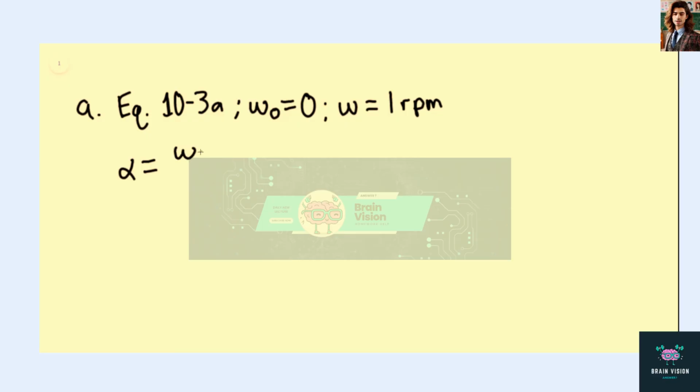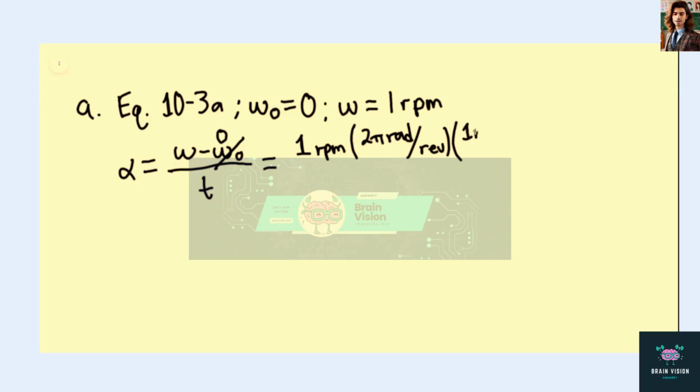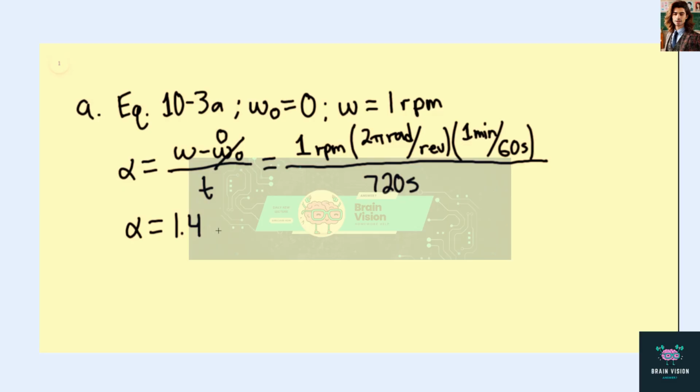This would be equal to omega minus omega initial, which we know to be 0, divided by t. So this would be equal to 1 revolution per minute multiplied by 2 pi radians for every revolution, then multiplied by 1 minute for every 60 seconds, all divided by t, 720 seconds. And so the angular acceleration is found to be 1.45 times 10 to the -4th radians per second squared.